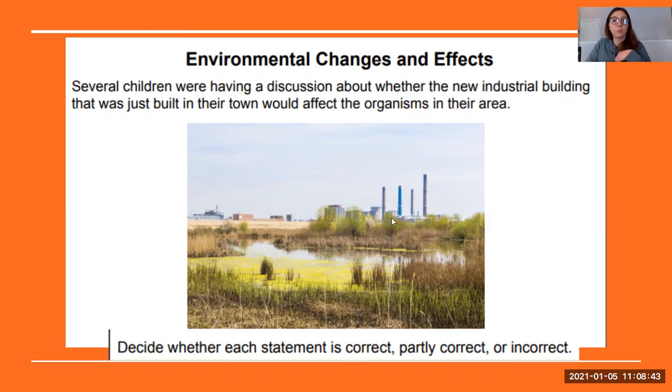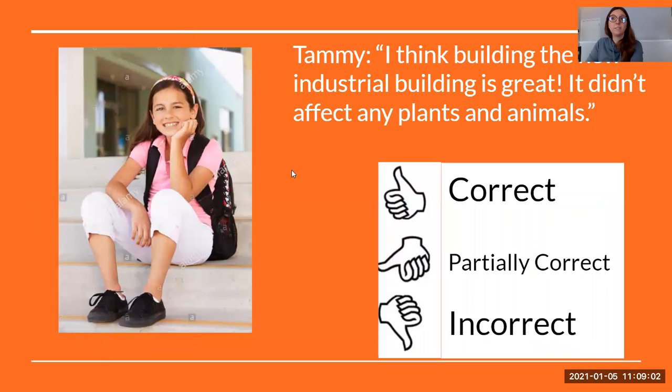So we are going to read each child's statement, what they have to say, their opinion, and we're going to decide if we think it's correct, partially correct, which means part of it is correct, or if it's incorrect, meaning it's wrong. Let's see our first student. Our first student here is Tammy.